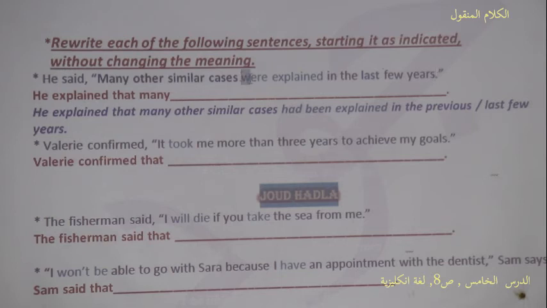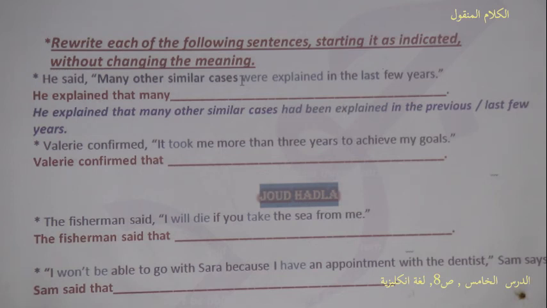Here, what is the form of the verb? Were explained? It's past simple passive. Pay attention: not only past simple, not past simple active. It's past simple passive. So here we change the past simple passive into past perfect passive. And in this case, were explained would be had been explained.